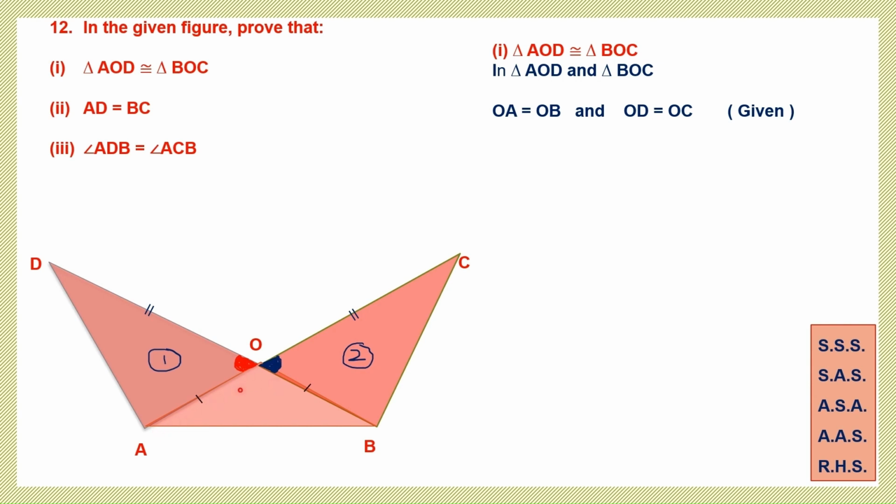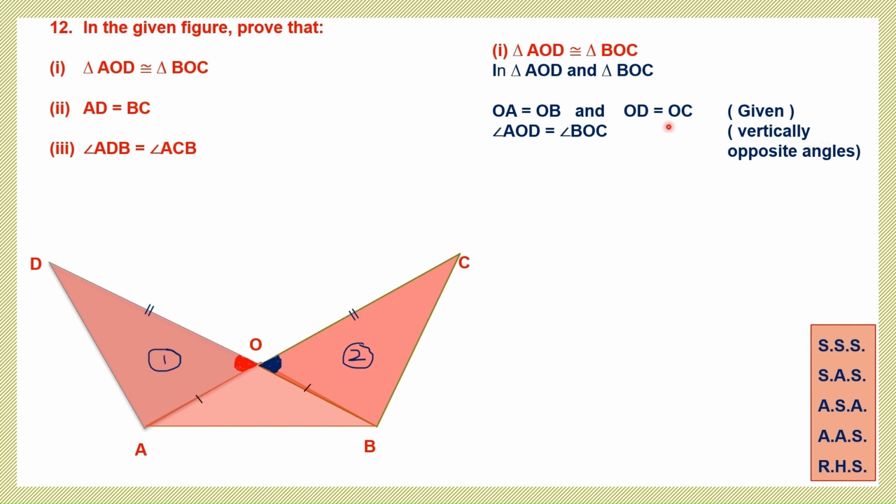That is angle AOD and angle BOC. Can you see that they are vertically opposite angles? These two angles are vertically opposite angles. And what do we know about vertically opposite angles? Vertically opposite angles are equal. So let's write that down. So that is angle AOD is equal to angle BOC, and what's the reason? They are vertically opposite angles.